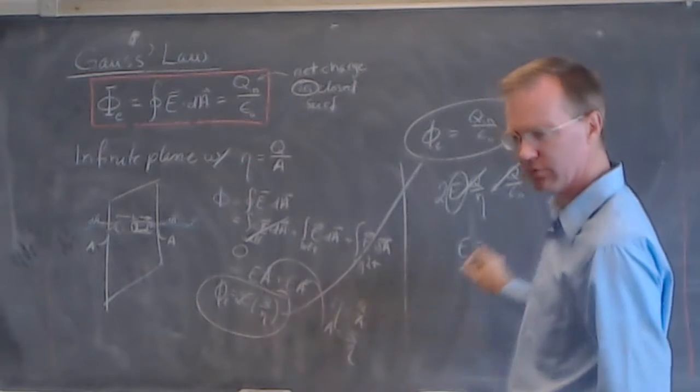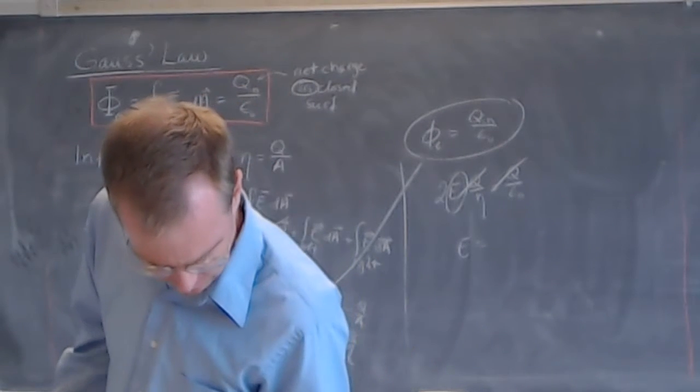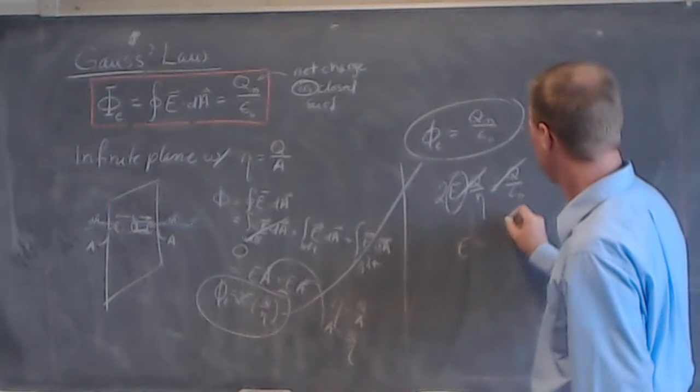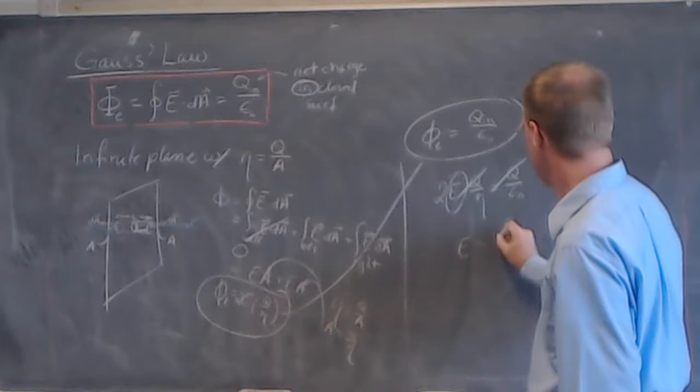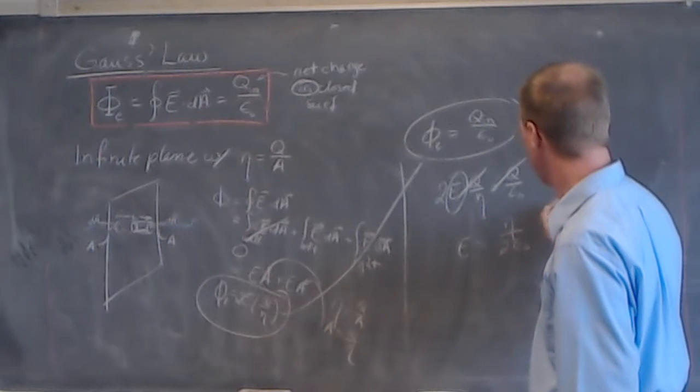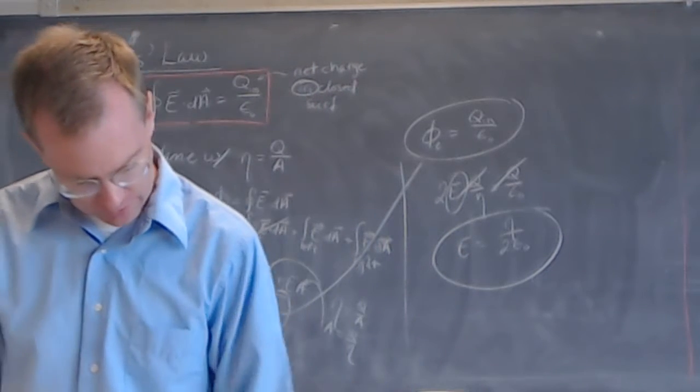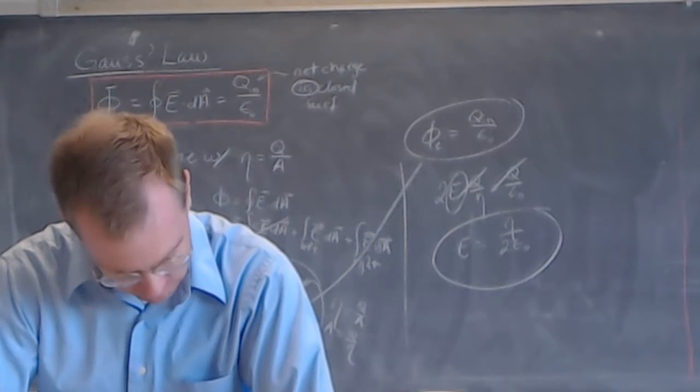And I'm going to wind up getting, let's see here. I think I've got, no, that's correct. Good. So I'm going to have eta over 2 epsilon naught. There. And that came up much more simply than doing it the hard way using superposition.